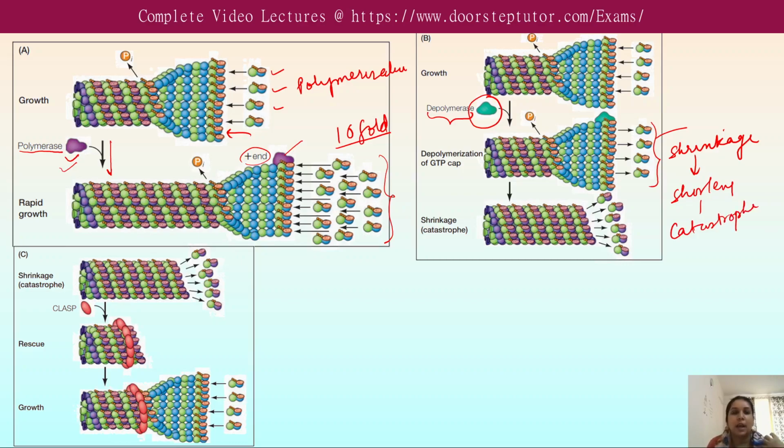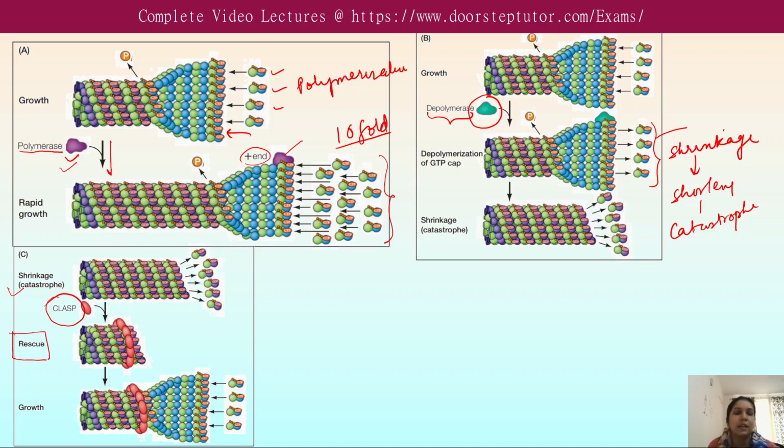And the third class of microtubule associated protein is the CLASP protein. When added to the microtubule, CLASP protein helps in the reduction of the catastrophic stage, and it promotes the rescue.